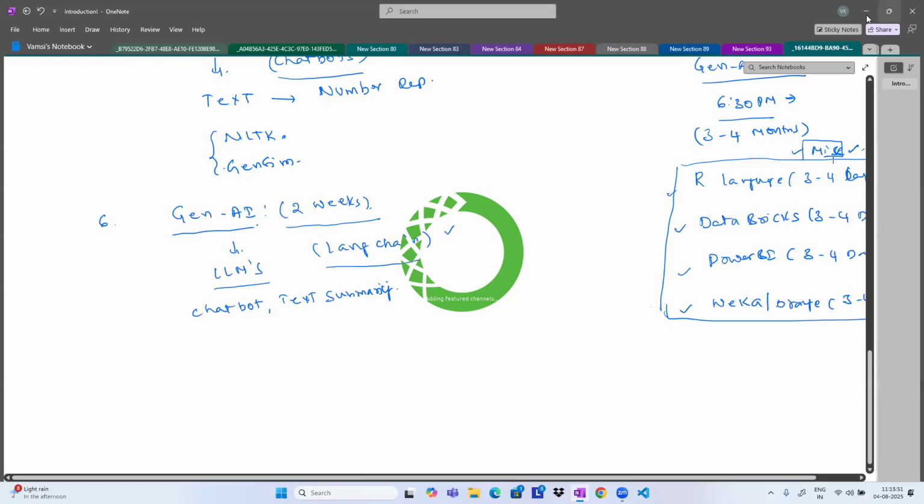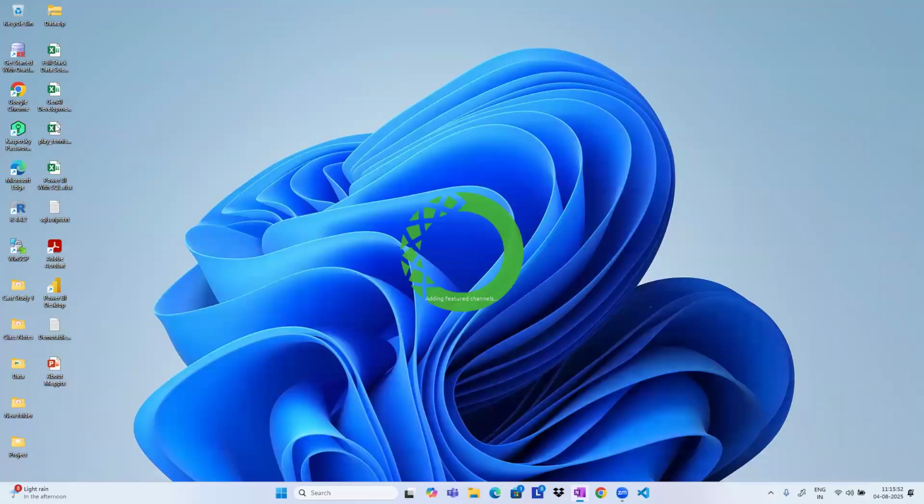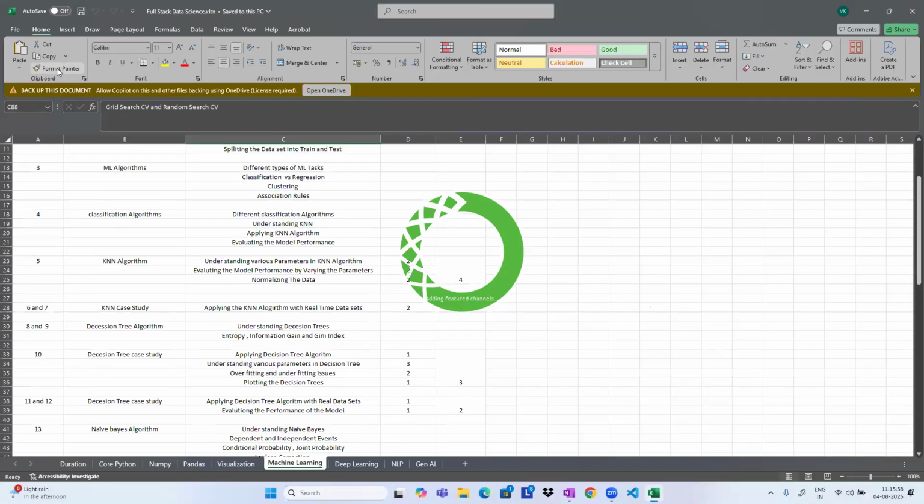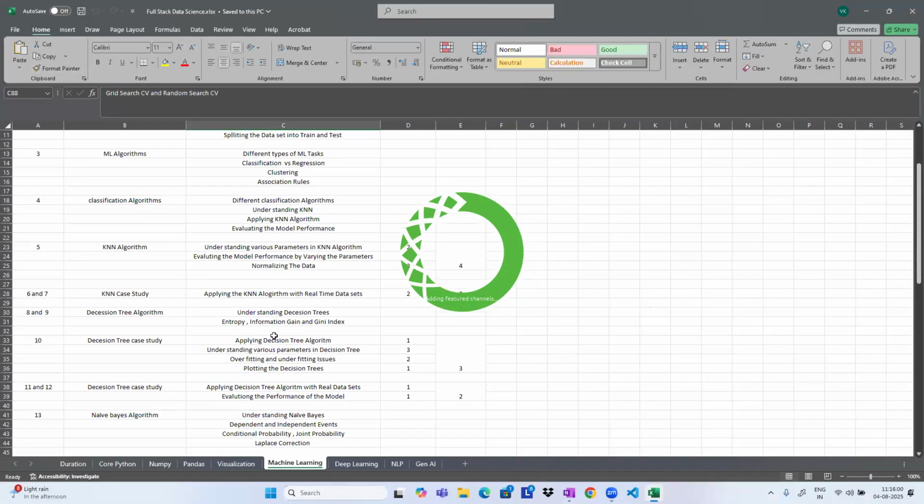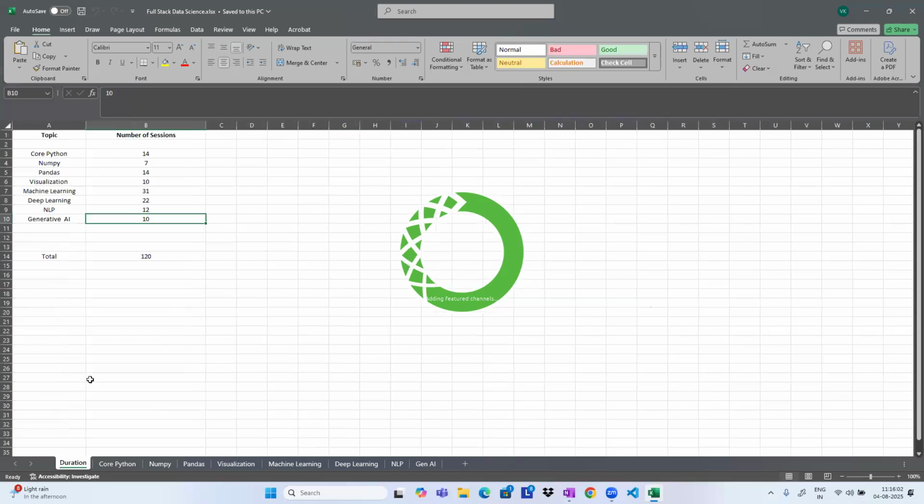Whatever I have just discussed, I am giving all of this as an Excel sheet, guys. These are the main topics. As I said, core Python maybe 14 days. NumPy won't take that many days, hardly 4 or 5 days, but I made it 7. Pandas maybe 14 days. Visualization is 10 days.